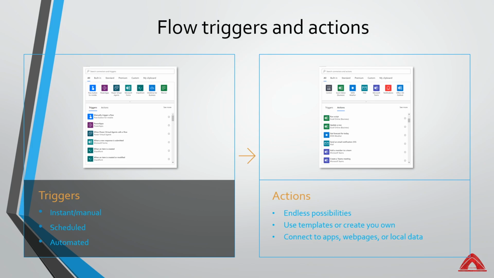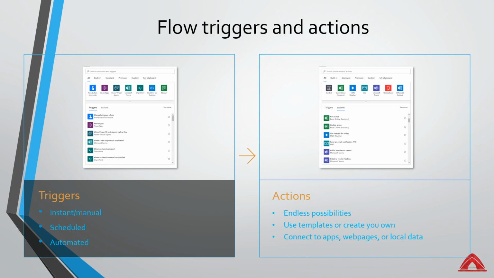There are three types of flows that can begin a cloud flow. The first one is a manual trigger, which is an instant flow. This is a user-activated flow. So to get the flow working, you have to activate it yourself.